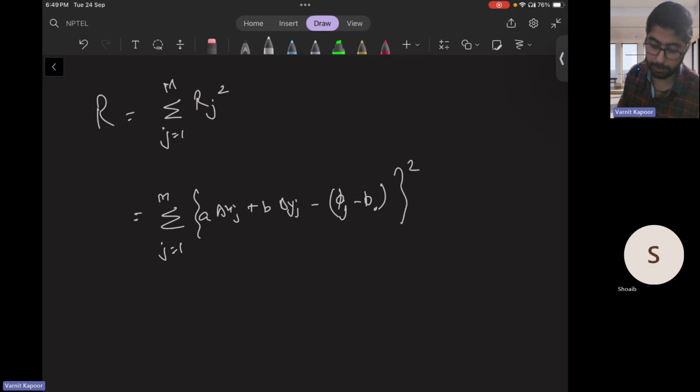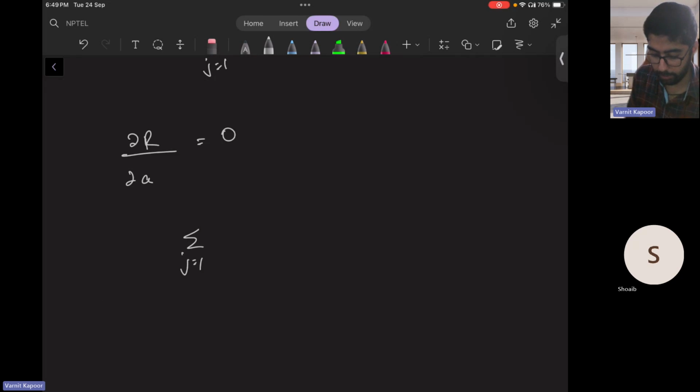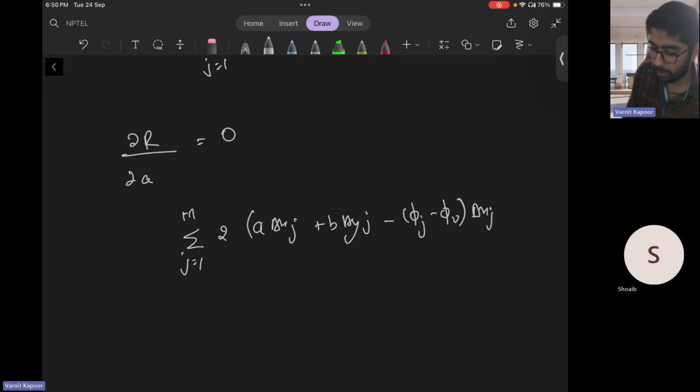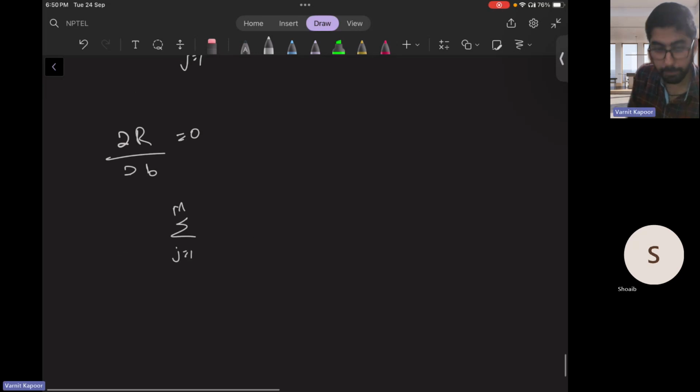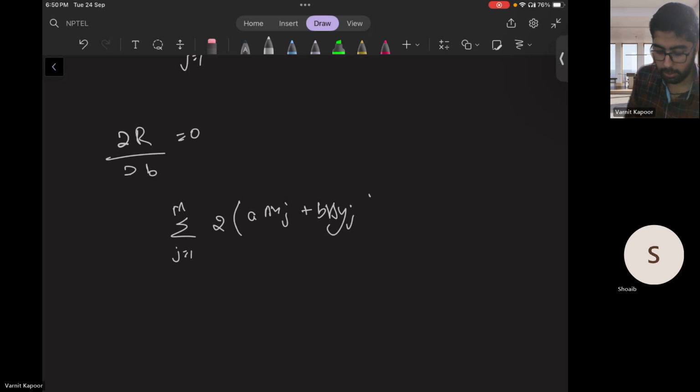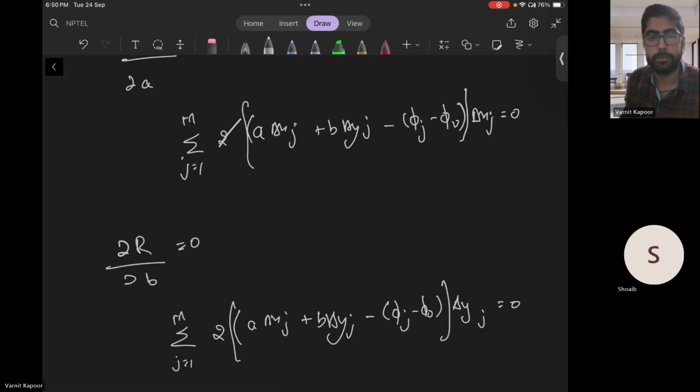So what will you do? You will differentiate with respect to both the gradients, that is A and B. To minimize something, we will equate it to 0. What I mean here is summation of j equal to 1 to m of 2 times (A delta xj plus B delta yj minus (phi j minus phi naught)) delta xj equal to 0, right? This 2 you can remove, and similarly dou R by dou B equate to 0. So what you will get is summation j equal to 1 to m of (A delta xj plus B delta yj minus (phi j minus phi naught)) delta yj equal to 0.